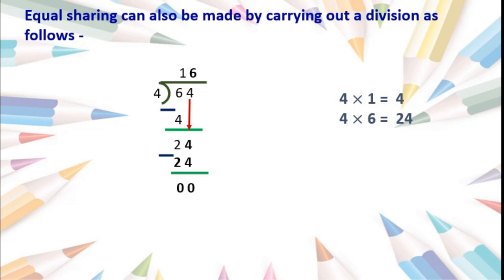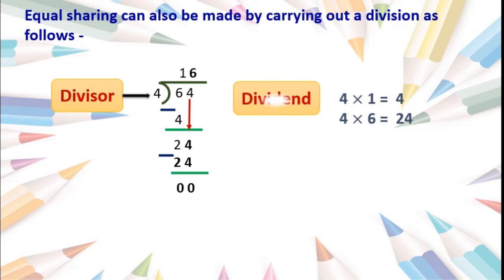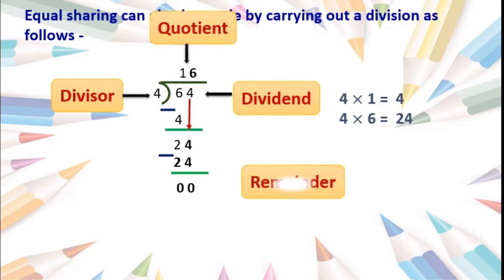Here also we see 4 is the divisor, 64 is the dividend, 16 is the quotient, and 0 is the remainder. Got this, students? We will study and learn sums like these in the next lecture. Okay?